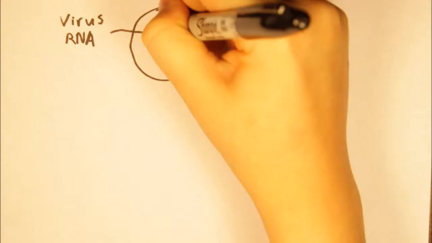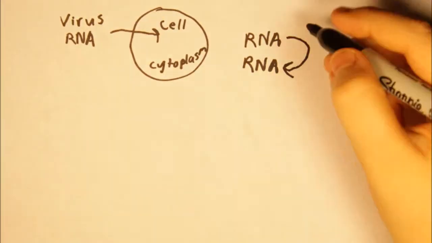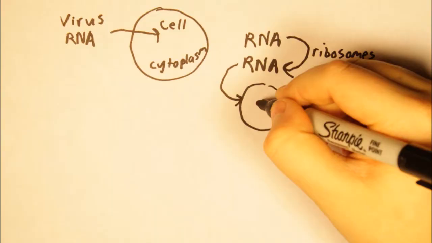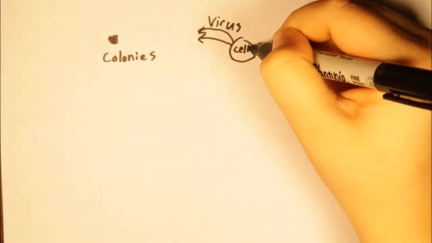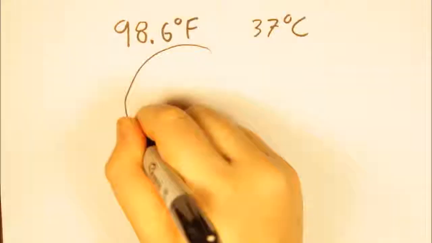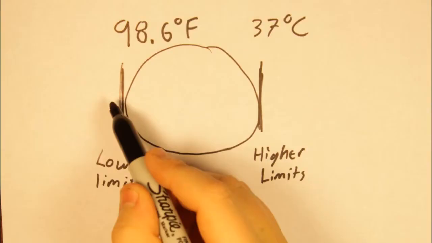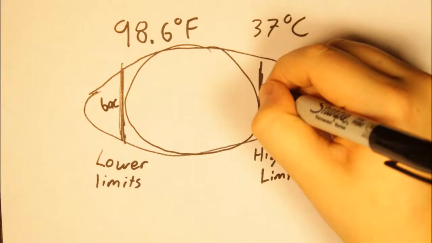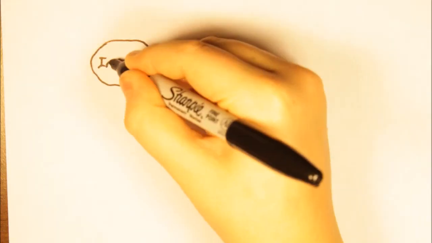RNA viruses work in a similar fashion, but instead get replicated by the ribosomes in the cytoplasm, not in the nucleus of the cell. But how do you get sick from these? I mean, it's just an abundance of cells. Well, your body needs to stay at a certain range to function properly. So when you have invading cells, it disrupts this range, and it has to get rid of it.